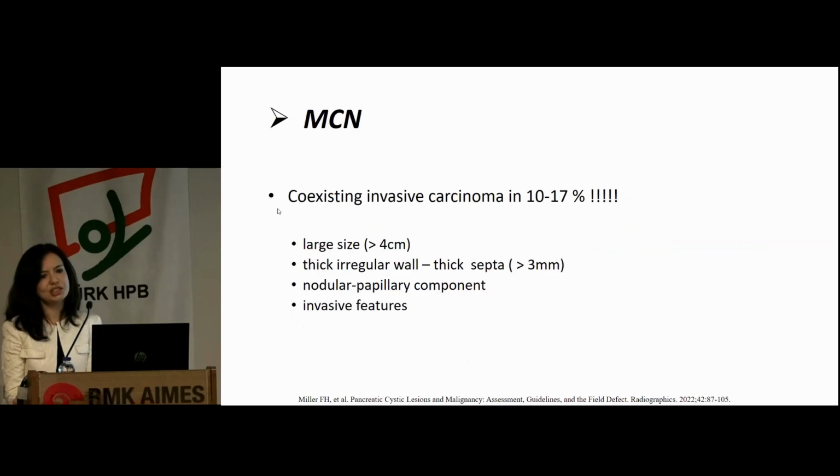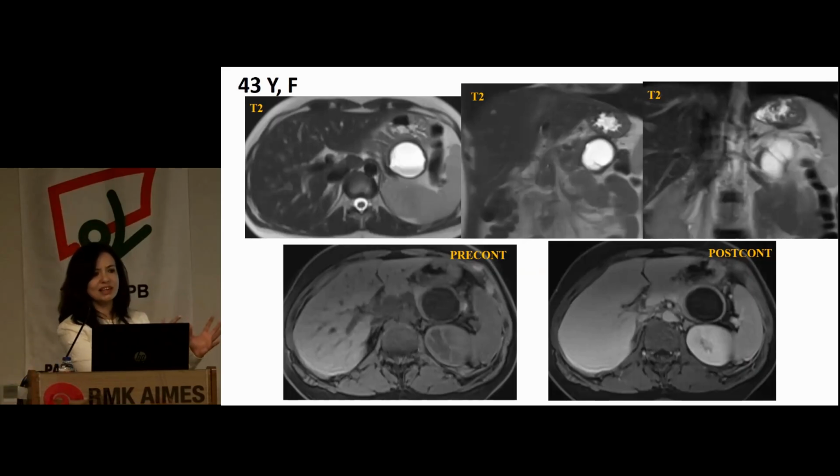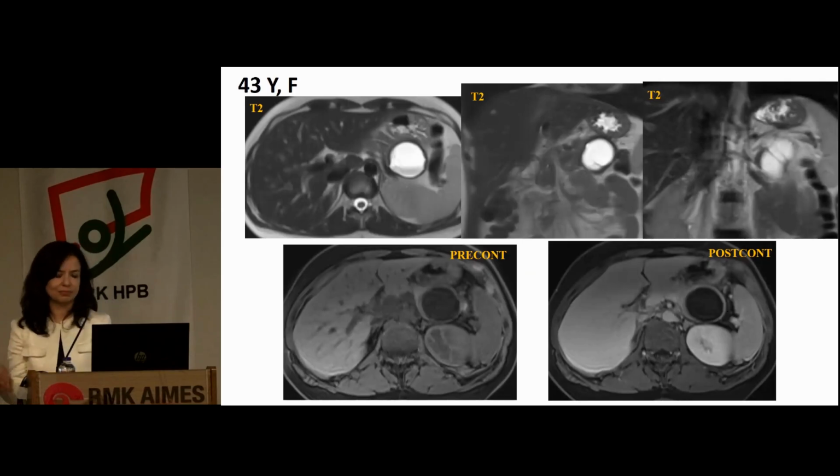There are some imaging features that suggest coexisting invasive carcinoma. Of course, we cannot be sure, but if the lesion is larger than 4 centimeters, if it has thick irregular wall and septa or nodularity inside, then these are signs of invasive carcinoma. Mother lesion, middle-aged female, there is a cystic lesion at the tail portion of the pancreas with a few septa inside. And after contrast administration, you can see outer smooth wall and contrast enhancement at the wall. This is not as much as a cystic PNET, but this is more pronounced than SCN.